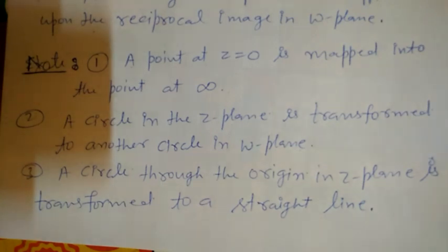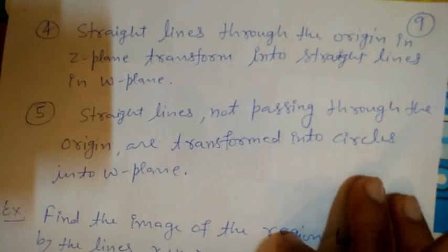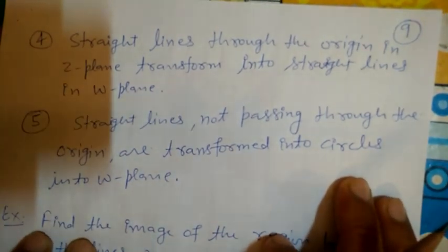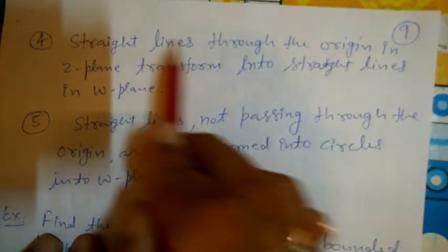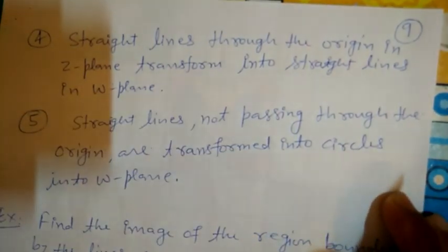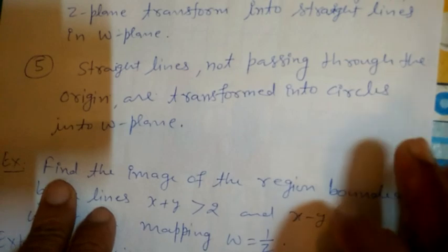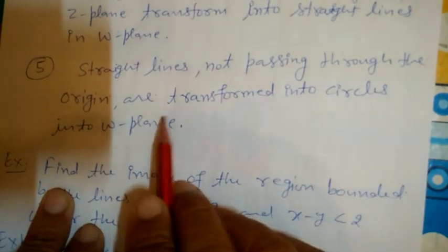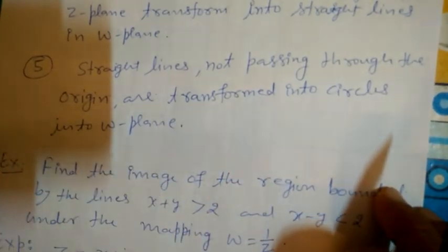That is, if we have a circle in the Z plane through the origin, it will be transformed in the W plane as a straight line. Now point number 4, a straight line through the origin in the Z plane transforms into a straight line in the W plane. Straight lines through the origin in the Z plane transform into straight lines in the W plane. Point number 5, straight lines not passing through the origin in the Z plane are transformed into circles in the W plane.